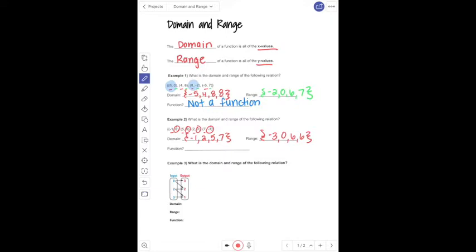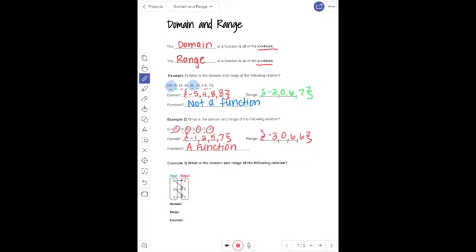And is this a function? Well, I may have some repeating range values, but my domain does not repeat. So this is a function, because I do not have any repeating x values.